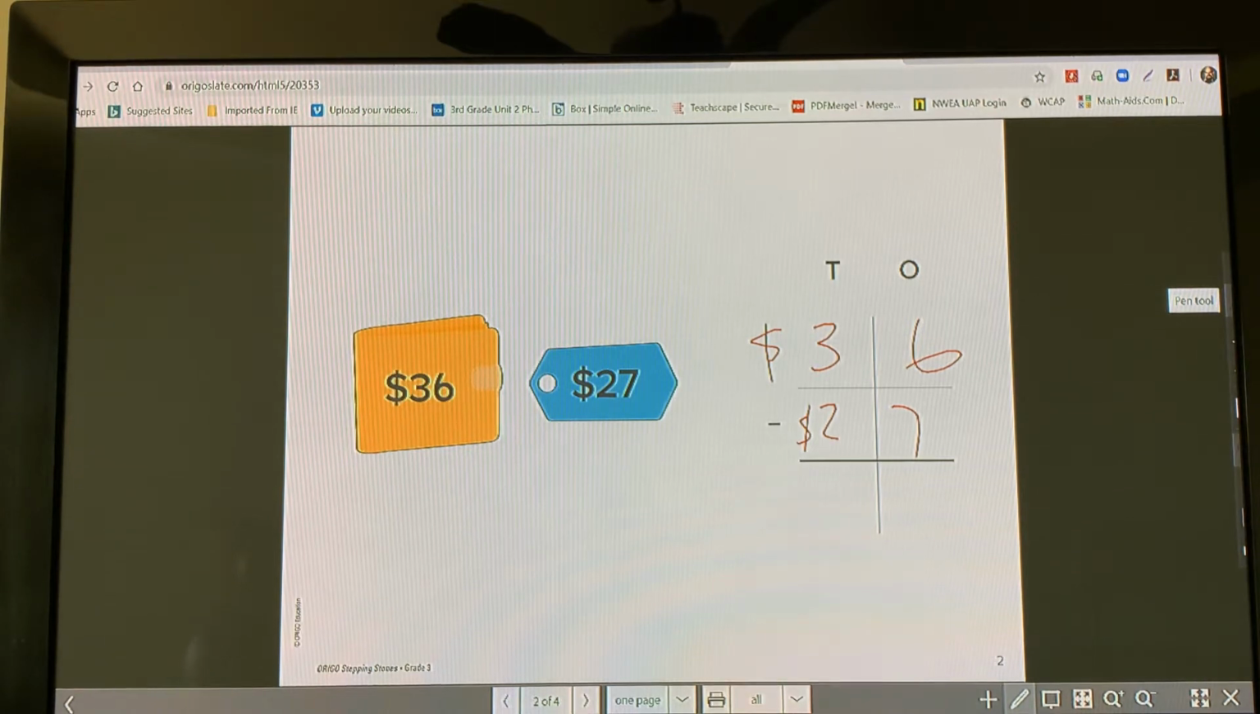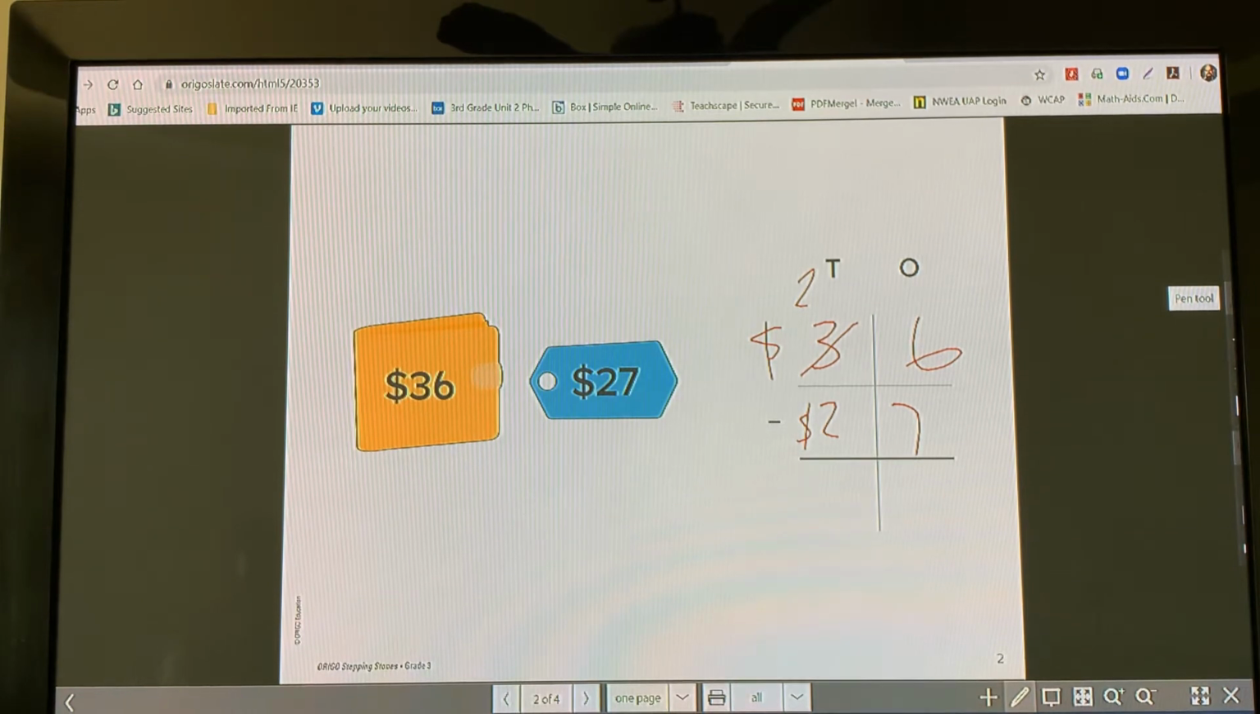But I can go to my $30 bills, let's say those were 3 tens, right? 3 $10 bills. I take that and trade it out for 2 $10 bills and 10 $1 bills. Well, if I took those 10 $1 bills and added them to the 6 $1 bills that I have, guess what? Now I have 16 $1 bills. Can I take away 7 from that? Absolutely. 16 ones take away 7 ones is 9 ones. And then I have 2 tens, take away 2 tens, and that is 0. So our final amount of change is going to be $9 change.